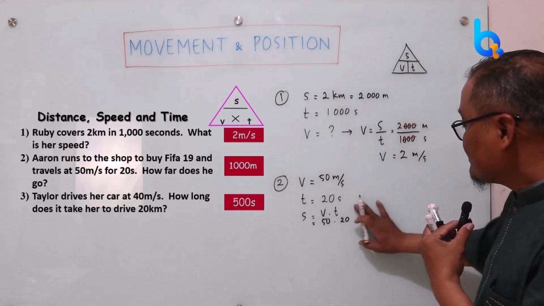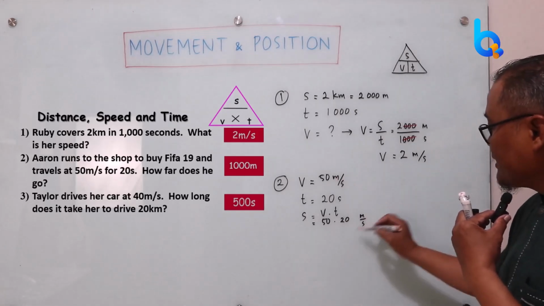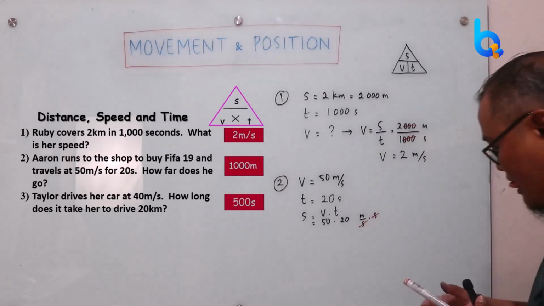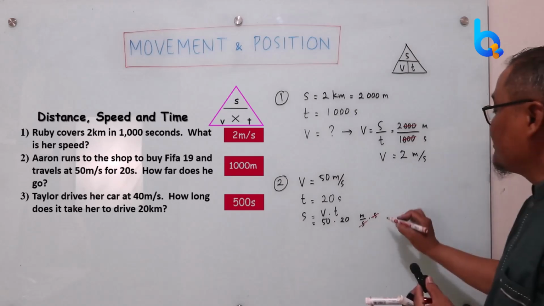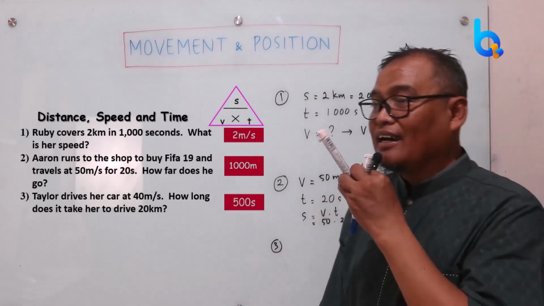What do you need to remember to find the right answer? Meters per second and time of 20 seconds, so you can cancel the seconds. The score is 1000 meters or 1 kilometer. Okay, number 3.